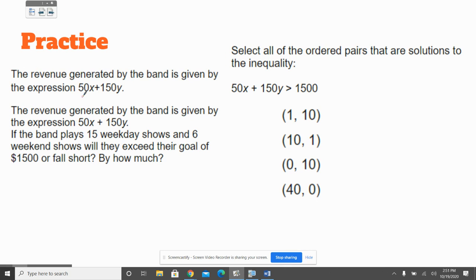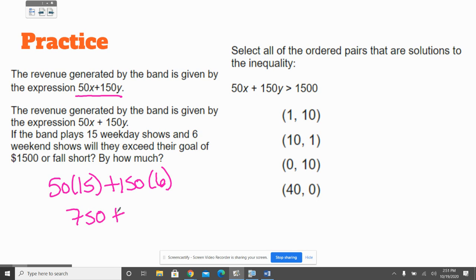Okay, so here we have 50x plus 150y. If the band plays 15 weekday shows and 6 weekend shows, will they exceed their goal? Well, let's see. And by how much? Well, if you have 50 times 15 plus 150 times 6, let's see if that's enough. Well, 50 times 15 is 750 plus 150 times 6 is 900. 900 plus 750, that gives me 1650.